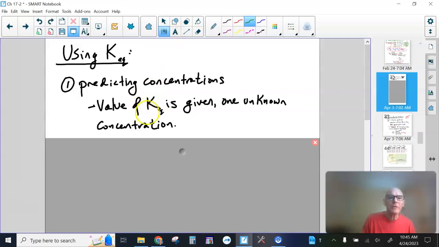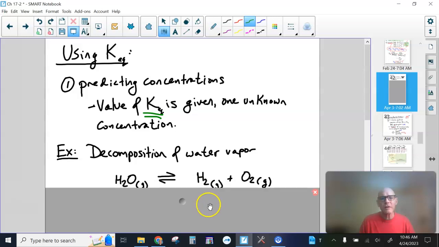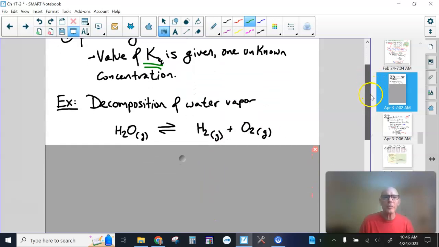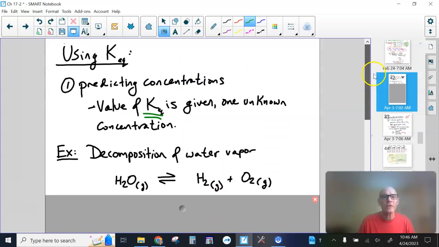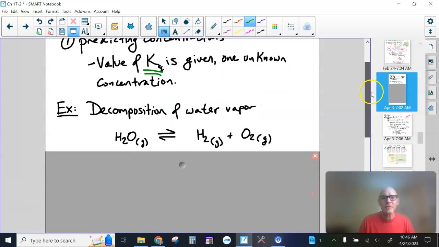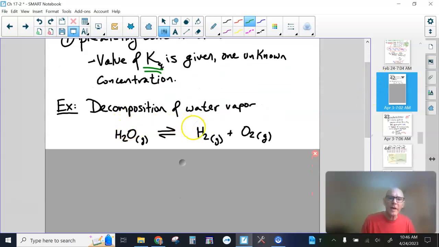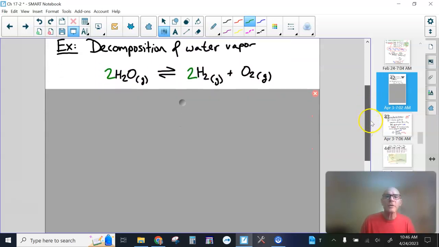In most cases, the equilibrium constant is given right there, and one concentration of a reactant or product is unknown, but the other two, for example, are. So let's take a look at this. This is decomposition of water vapor from water to hydrogen gas and oxygen gas. Looks like that's not balanced. So let's put a 2 there and a 2 there. We have a balanced chemical equation.